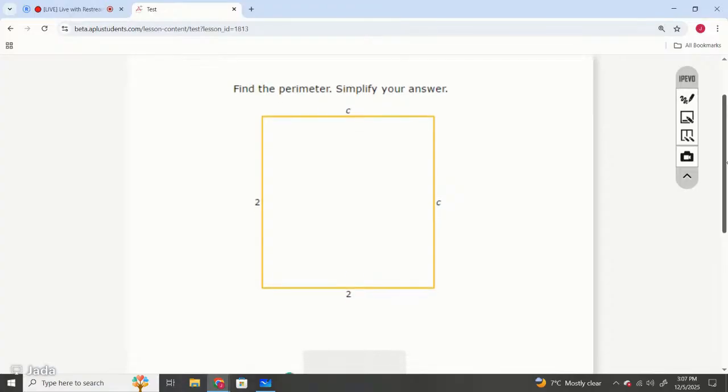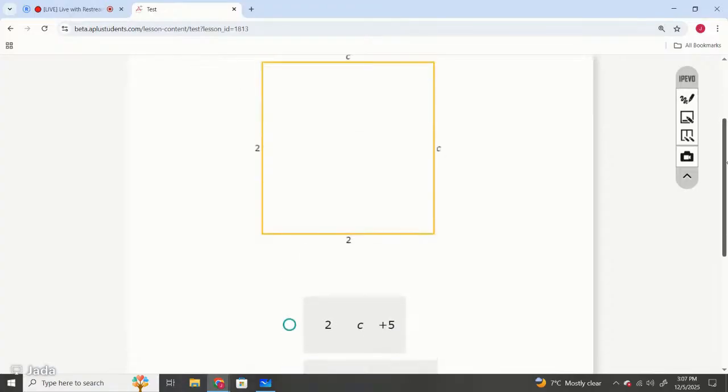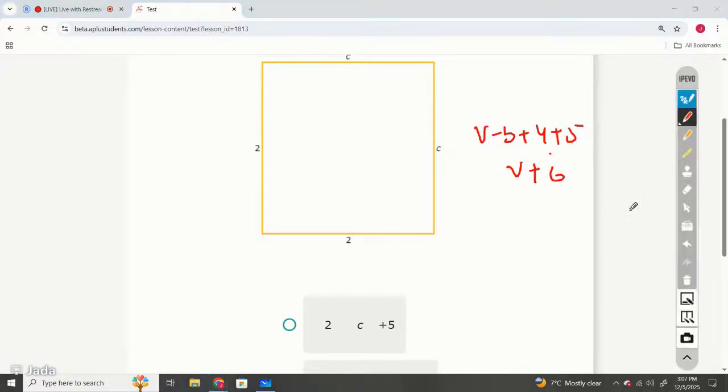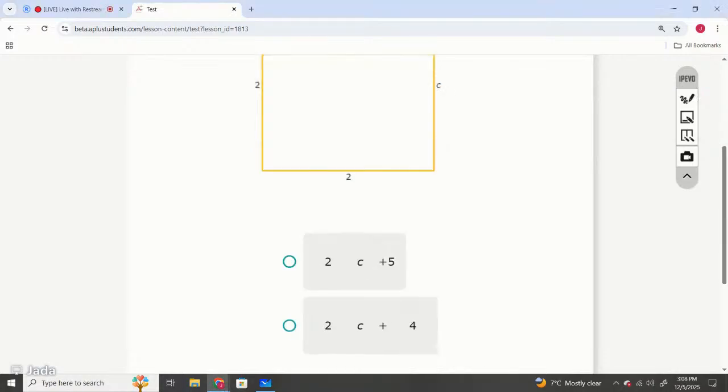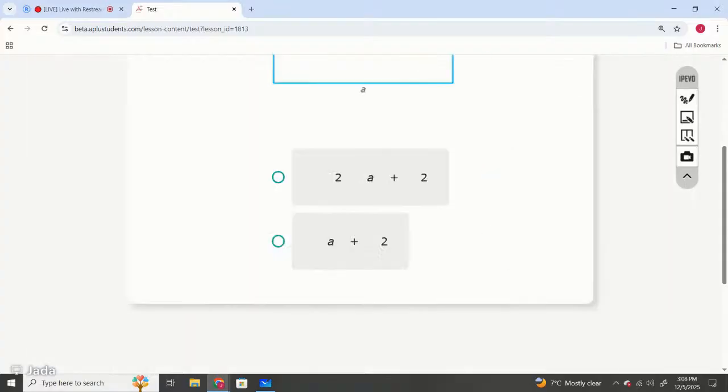Find the perimeter. That is c plus c plus 2 plus 2. That is 2c plus 4. The correct option is 2c plus 4. Option number 2 is the correct option.